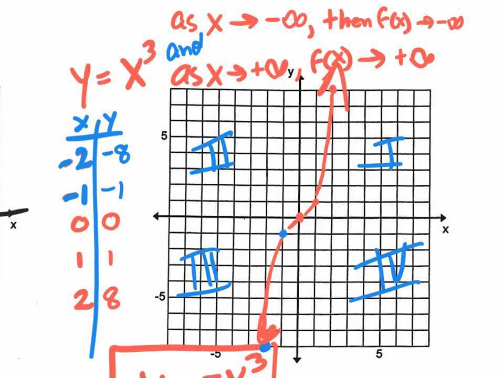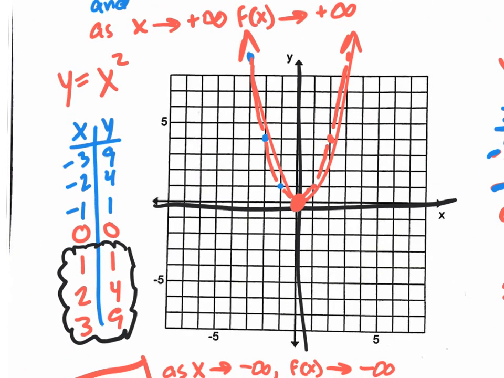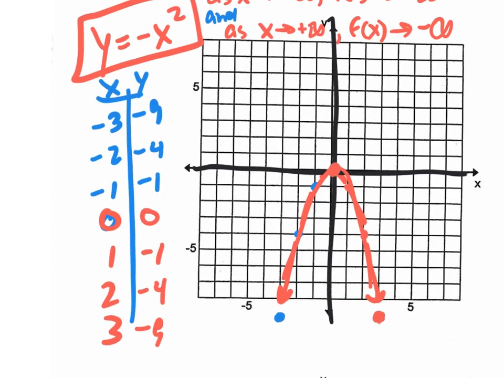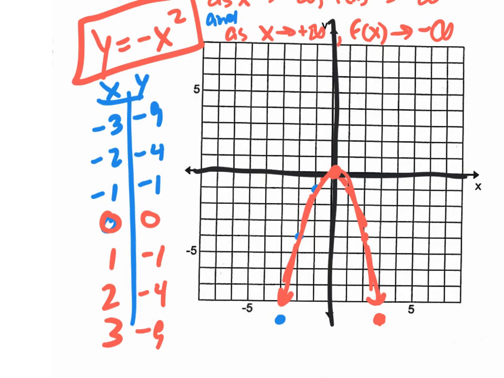Now guess what would happen, ladies and gentlemen, if I put a negative sign right in front of this x cubed? What would happen? What was that? Reflects. Right here you have y equals x squared. Down here you have y equals negative x squared. It gets reflected over the x-axis.